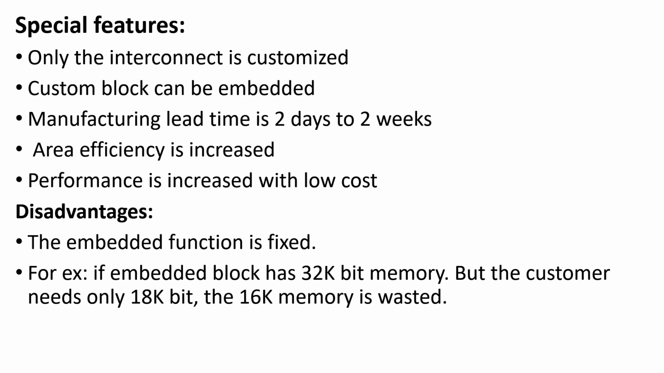Special features. Only the interconnect is customized. Custom block can be embedded. Manufacturing lead time in this case is 2 days to 2 weeks and the area efficiency is increased along with the increase in performance with lower cost. The disadvantage is that the embedded function is a fixed one. For example, if the embedded block has 32 kilobit memory but the customer needs only 16 kilobit, here 16K memory is getting wasted.